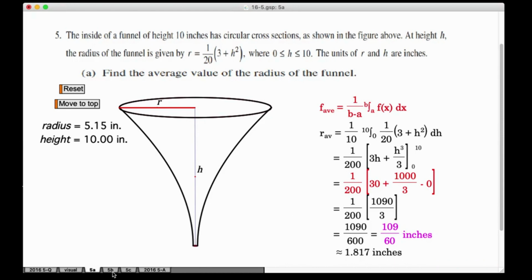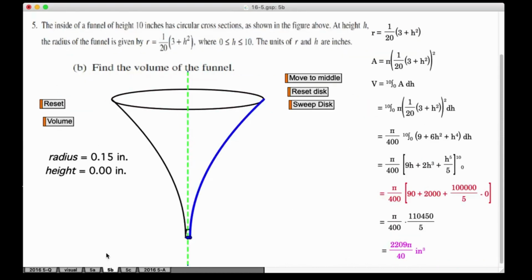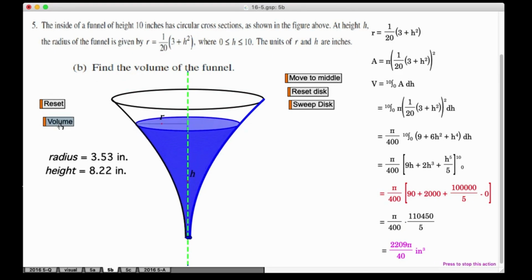Okay, here's the next part. This one says find the volume of the funnel. Let's just see. This is what the volume looks like. We're going to sweep through here, and here's the volume. We're going to fill this funnel up.